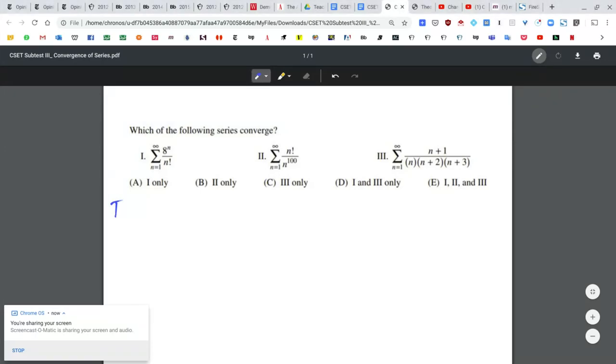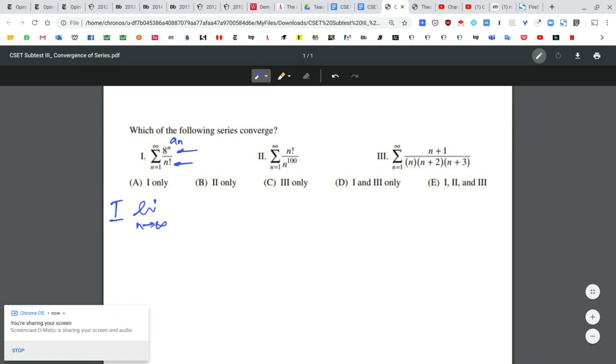So for Roman numeral 1, there's a factorial and there's a power here. That's a_n, the nth term, and we're doing the sum of infinite terms. It's smart to observe the factorial and the 8 to the power of n. We can use the ratio test.